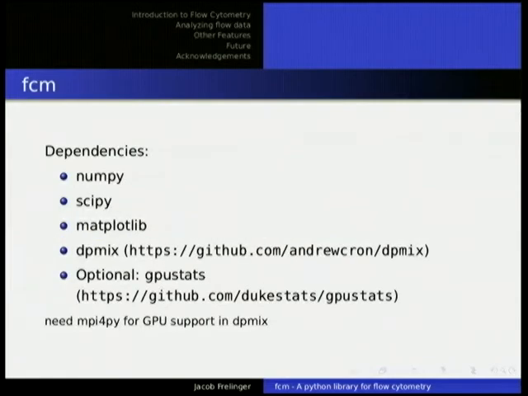And our dependencies, we've tried to keep it very simple. We depend on NumPy, SciPy, and Matplotlib, which you all should have. Our model-based methods are based on a library coming out of the stats department at Duke called DPMix, which we've been involved with developing. And we've also leveraged the GPU stats library Wes McKinney helped write to try and get us some speed-ups in some of our computations in the models as well.